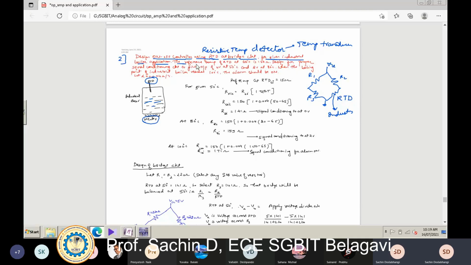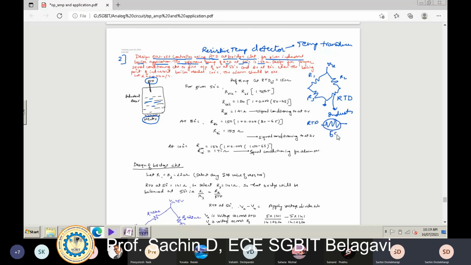Next sentence I'll read: the reference temperature of RTD at 65 degrees centigrade is 150 ohm. So the reference temperature is 65 degrees centigrade. RTD is nothing but a resistor. So this is my RTD, and it is going to sense the temperature here.